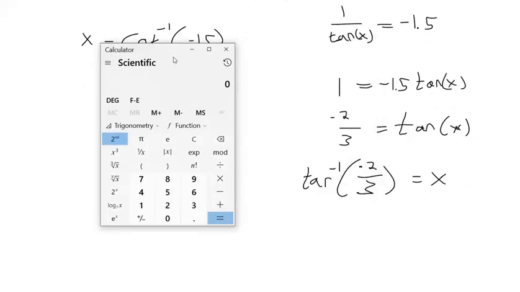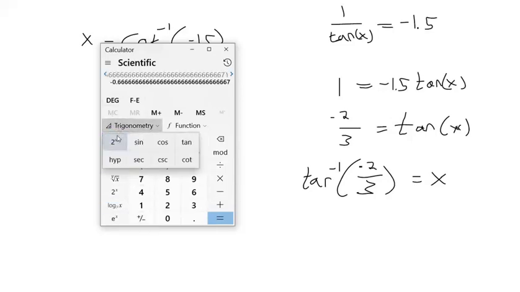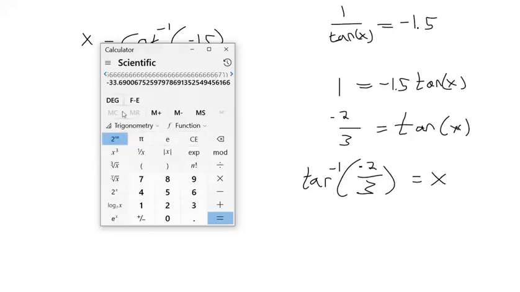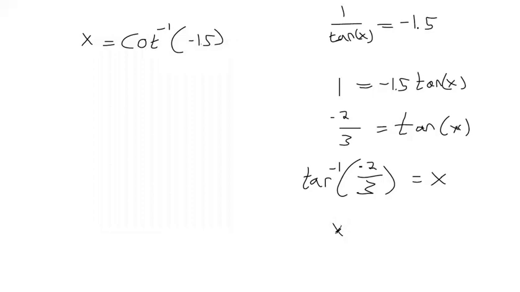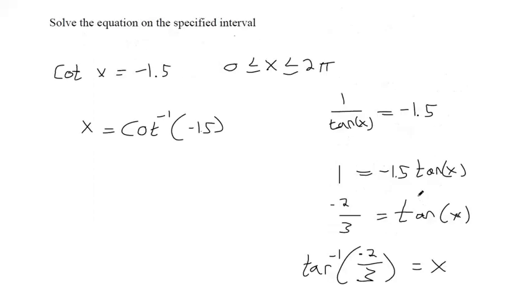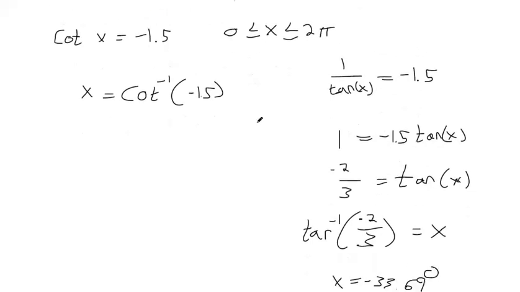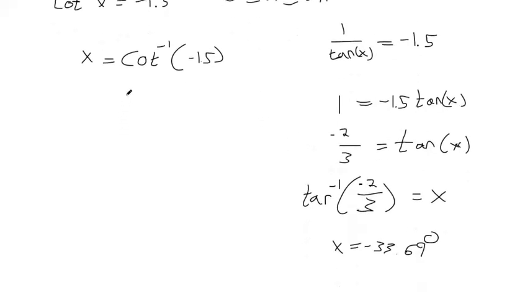So, oh, I should have kept that. Negative 2/3, and I'm going to hit trig, and it's the second button to get to inverse tangent. So it gives me negative 33.69. So x is negative 33.69 degrees. But that's not between 0 and 2 pi. Negative's over here. It's to the left of 0. So that answer's not going to work right now.